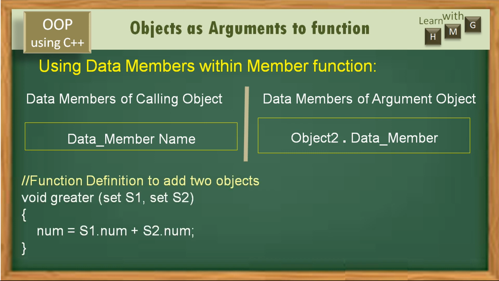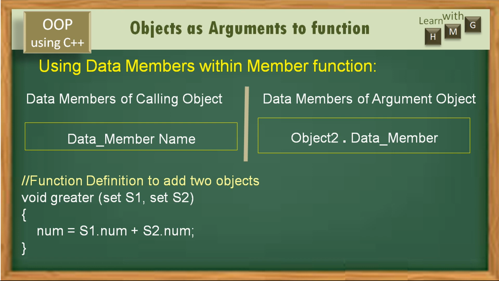And let us see the example. Here is the function definition to add two objects. A set s1 greater function is there and two objects are passed: one is set s1 and the second is set s2. s1 and s2 are both of the same class type, that is the set class. Now here one is the calling object, which is hidden. It will be called within the main function. That will be the third object, let us say s3.